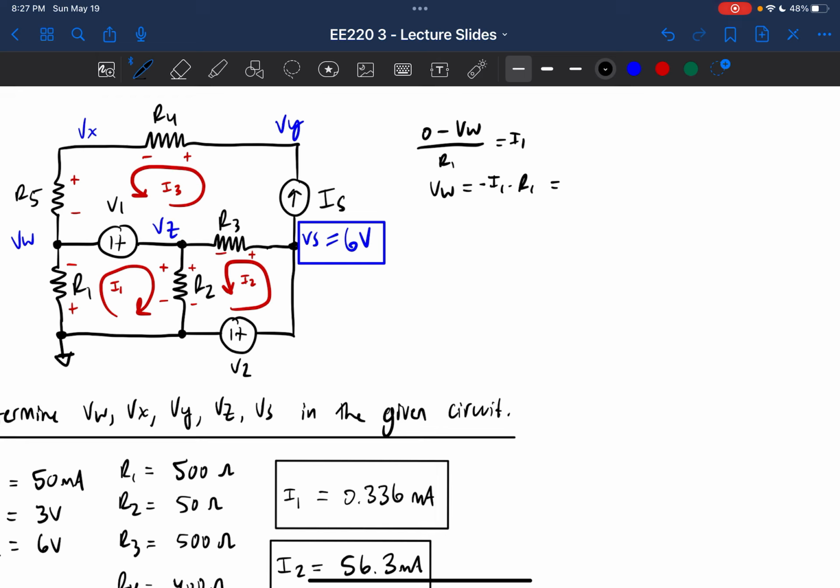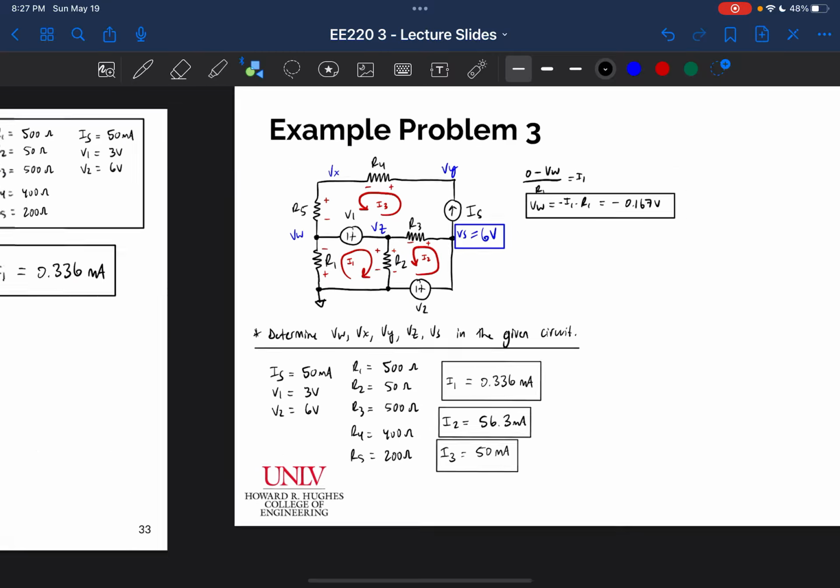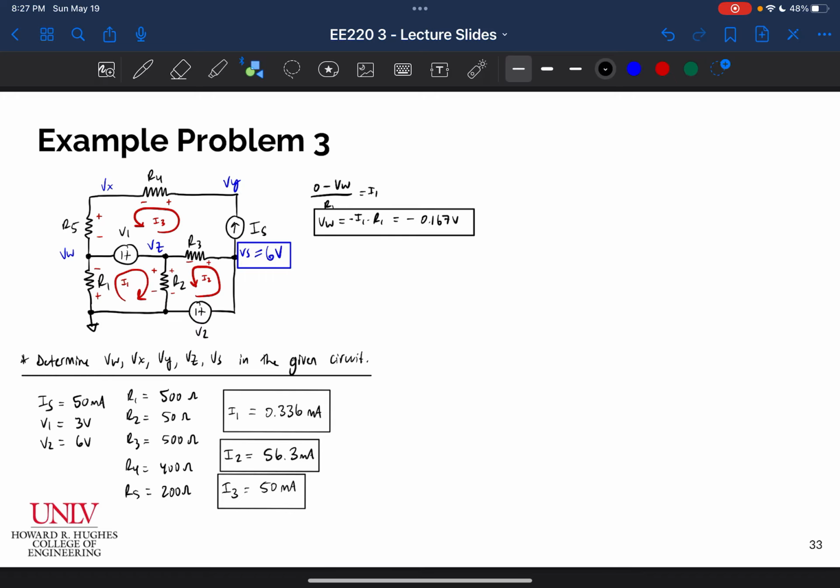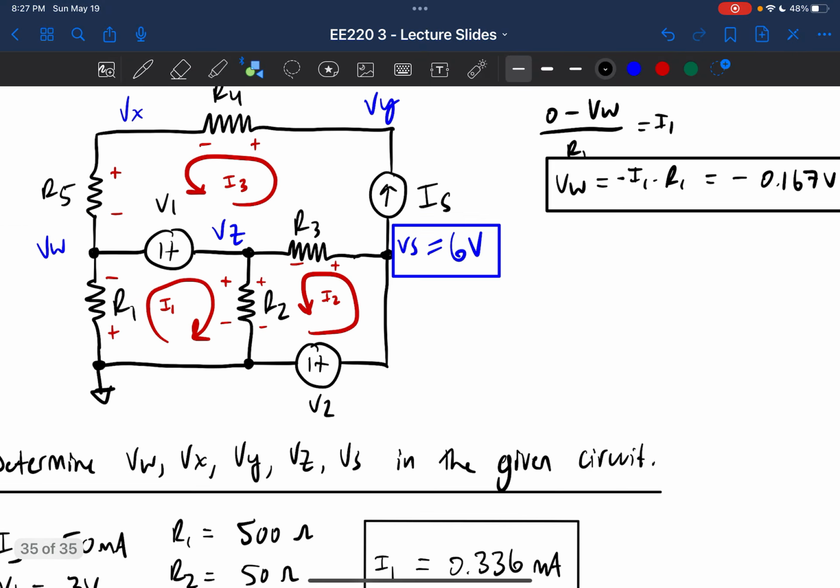Yeah, okay, 0.167 volts. That's exactly what I got in Spice. Okay, perfect. Negative 0.167 volts. So that's my value for VW. Now I've found VW and I've found VS, right? We need to find the rest of our voltages now. VZ is pretty trivial to find because I know VW.